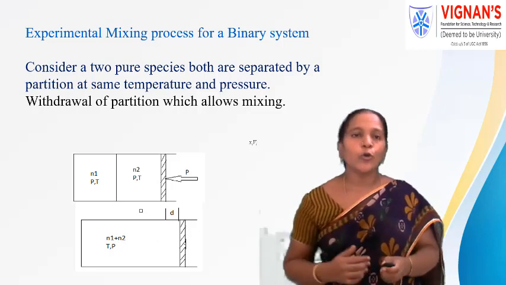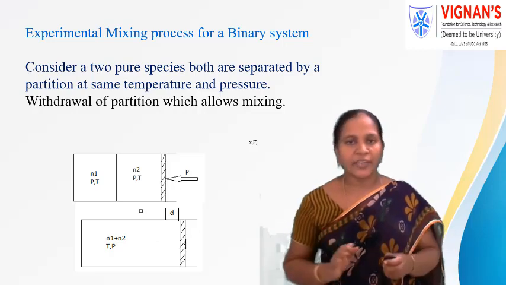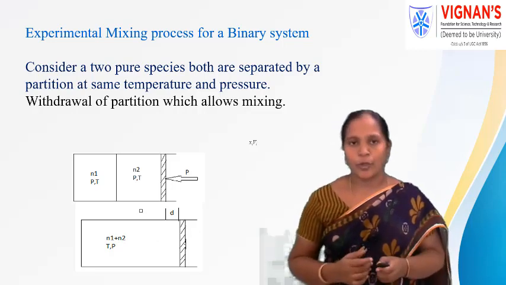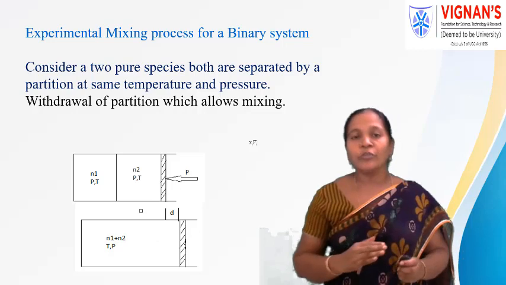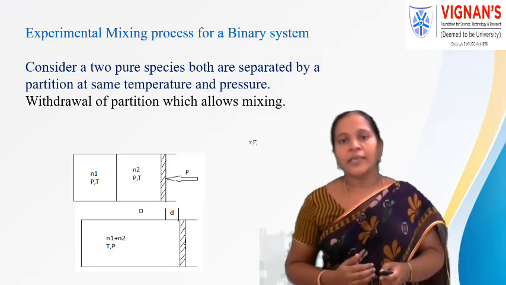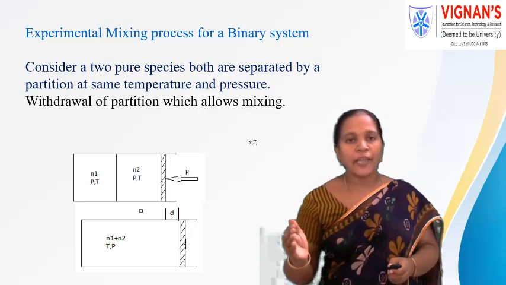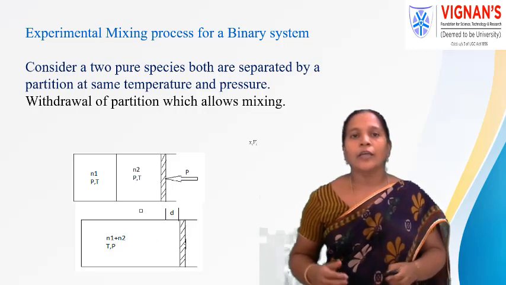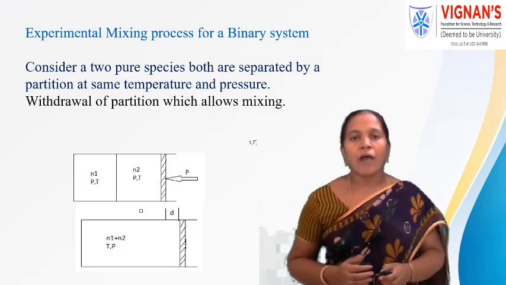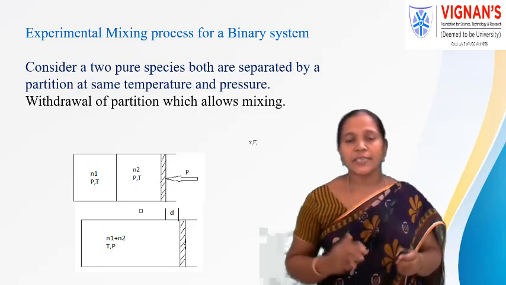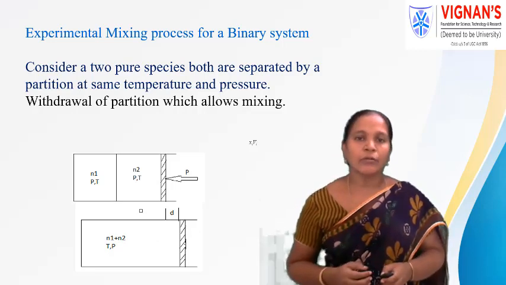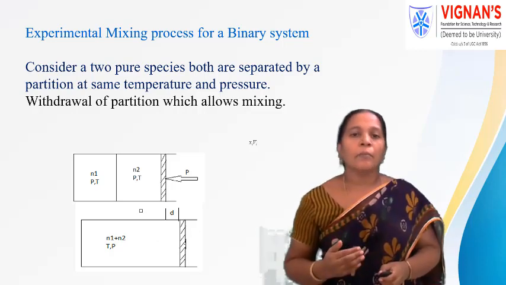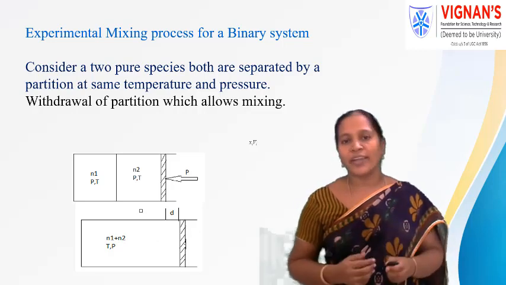Here consider two pure species, both separated by some partition. The pure species are N1 and N2. Both species are at uniform temperature and pressure. Here P is the pressure applied on the species, that is, a piston arrangement. Then remove the partition. After removing the partition, the species N1 and N2 mix together. Therefore, the second diagram shows the mixing of species 1 and 2.